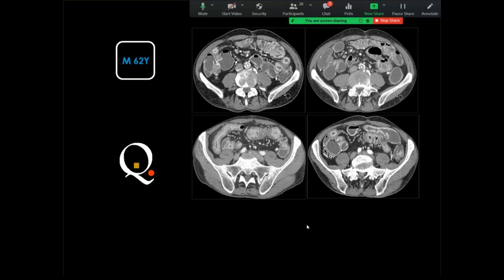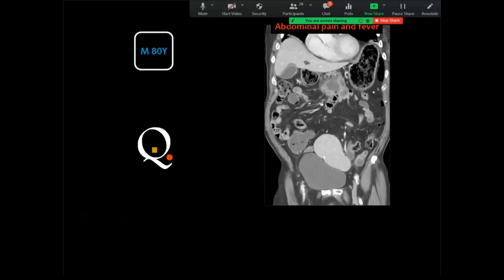Of course, you may say that this is an inflammatory bowel disease, and if you are asked about the differential diagnosis, the lesion which is most common in the small bowel is Crohn's, while that in the large bowel is ulcerative colitis. Okay, this patient is 80 years old with abdominal pain and fever.